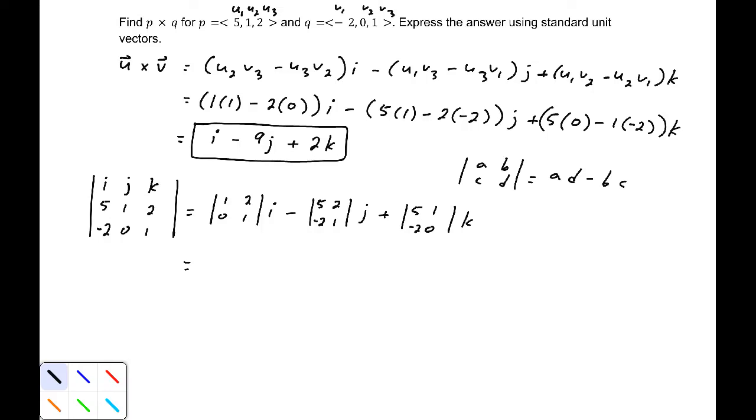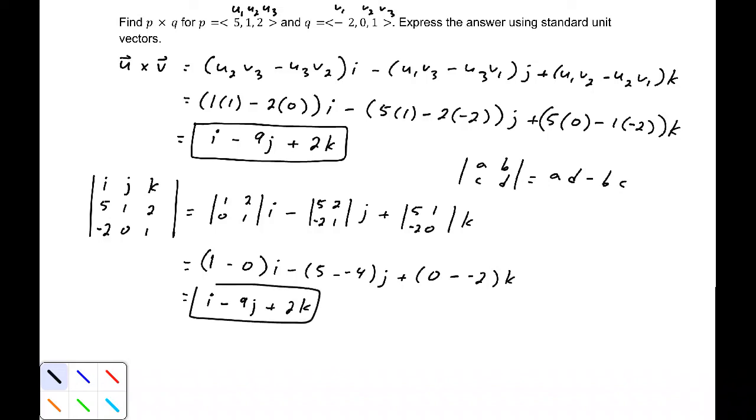So that means I'm going to have 1 times 1 minus 2 times 0, which is 0, and that will be the value for my i component, minus 5 times 1, which is 5, minus 2 times negative 2, so I'll have a minus a negative 4, so 5 minus negative 4 j, again, it was a minus in front of that, so don't forget that either, plus 5 times 0, which is 0, minus 1 times negative 2 is negative 2, so 0 minus negative 2, k. 1 minus 0 is 1, so I end up with i minus, that would be 5 minus negative 4 is 9, so minus 9j. And 0 minus negative 2 is 2, so I have plus 2k.